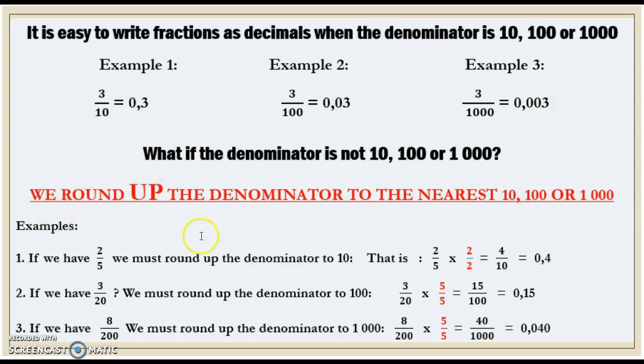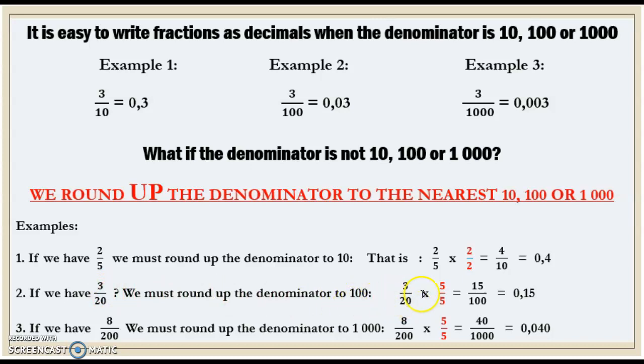Then we round up the denominator to the nearest 10, 100 or 1000. Let's do some examples. Number 1. If we have 2/5, we must round up the denominator to 10, and we do that by multiplying the denominator by 2. What we do to the bottom, we do to the top. 5 times 2 is 10, 2 times 2 is 4. 4 tenths, 0,4.